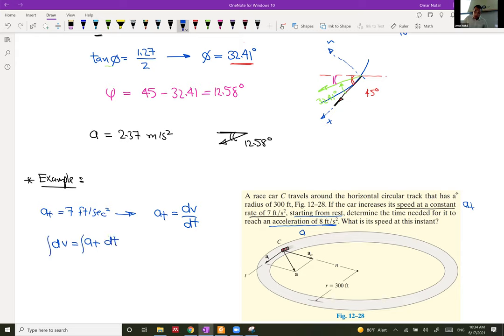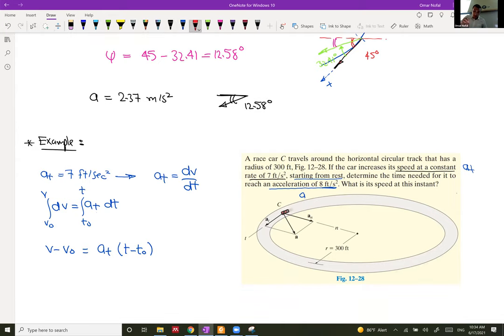If we integrate this relationship from V node up to V and from T node up to T, we end up with V minus V node is equal to A_t, which is a constant. We know it's a constant acceleration, so we can take it outside the integration. So it will be A_t times (T minus T node). V node is equal to zero, T node is equal to zero, and the V, which we know is the tangent velocity, is equal to the A tangent, 7, multiplied by T.